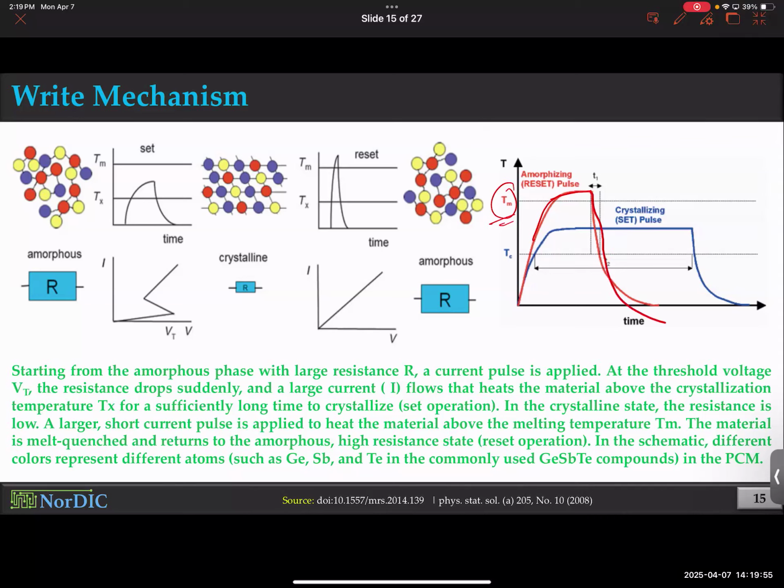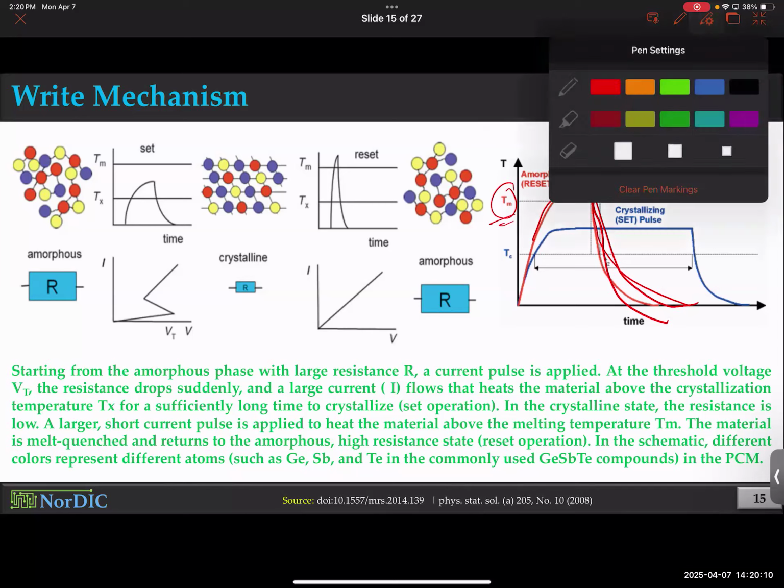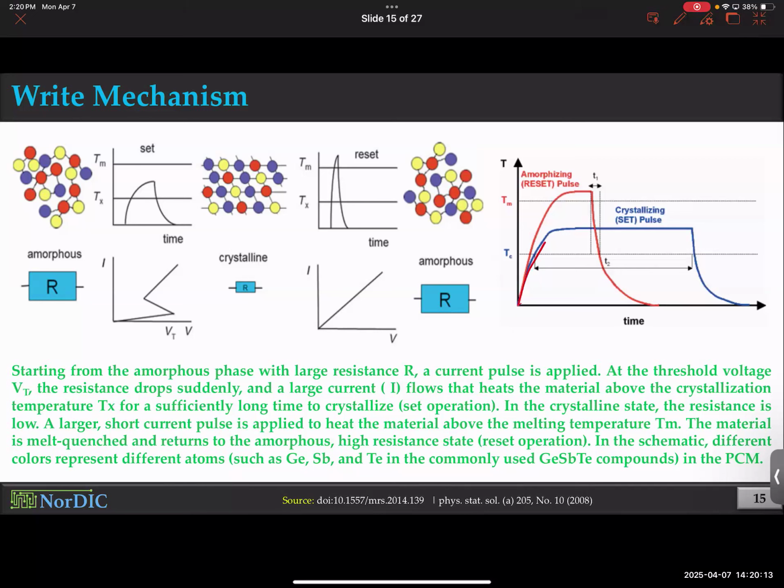So you basically fast quench it. You reduce the current. That means it reduces the temperature. So you melt it really fast and you let it cool really fast. That means it doesn't get time to reorganize and create a crystal. It becomes amorphous.